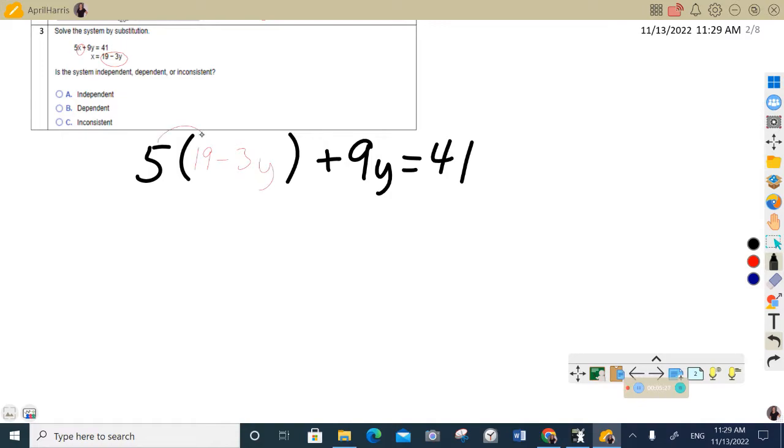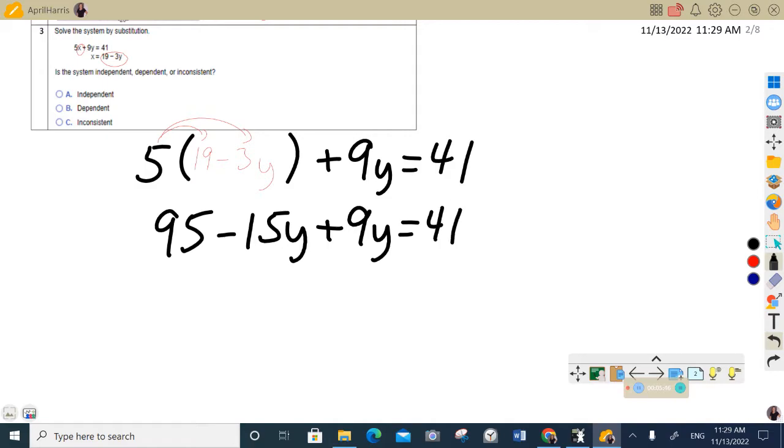All right, so I'm going to distribute and then combine like terms. Let's see, 5 times 19, I get 95. 5 times negative 3y is negative 15y plus 9y equals 41. I'm going to combine like terms right here. So I got 95 minus 6y. Negative 15 plus 9 is negative 6 equals 41.